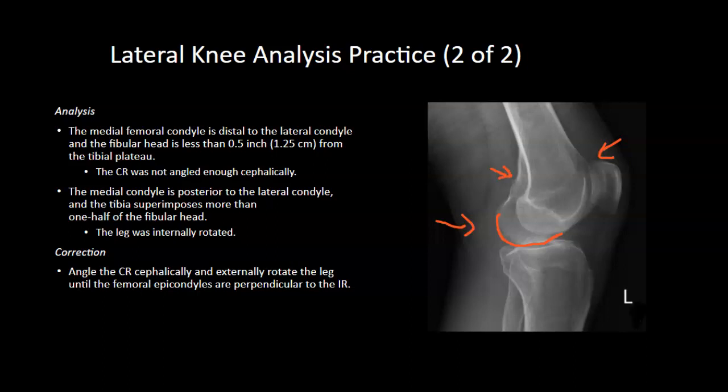So, with that being said, we need to determine which way we are rotated. And in this case, because the medial condyle is projected posterior to the lateral, we are internally rotated. So we need to externally rotate that leg until those condyles are perpendicular with the IR. And we need to direct the central ray cephalically 5 to 7 degrees to get a true lateral projection.